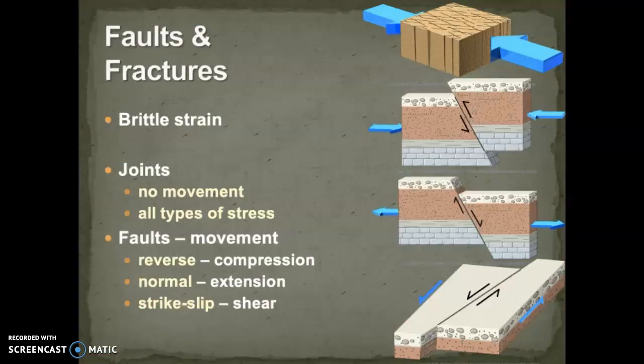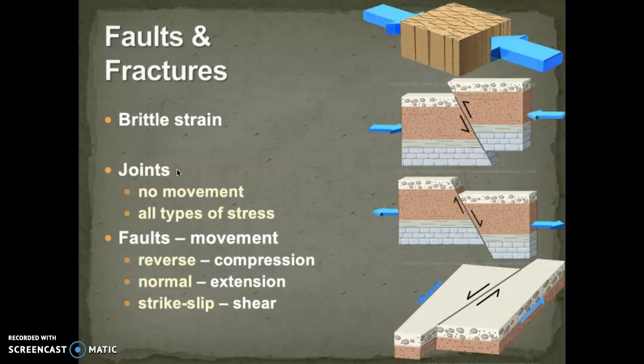Now, what happens if the rocks break, the brittle strain? Well, we have two types of brittle strain. One would be what we call joints. And joints occur when the rock cracks, but there's no movement. All types of stress will cause jointing to occur in the rock. There are some other causes as well. But if we don't see movement on either side of the fracture, we call it a joint. If one side has moved with respect to the other, we call it a fault.